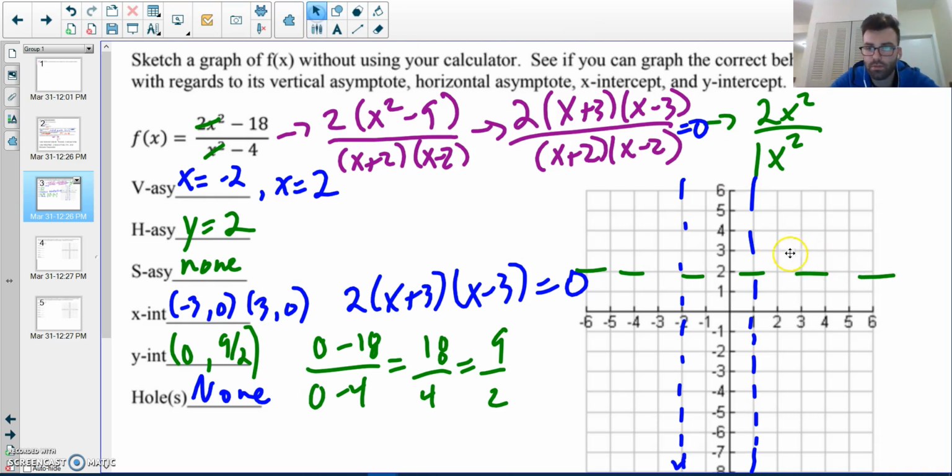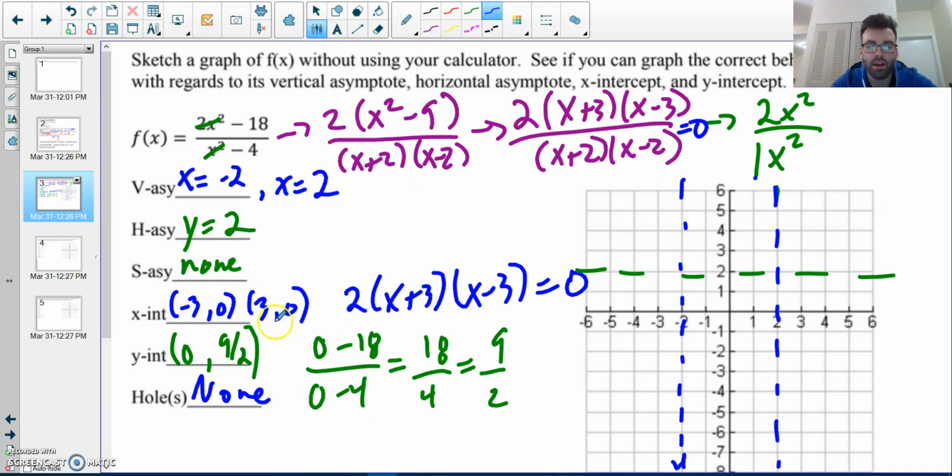Okay. Hold on. Apologize for that. X-intercepts, I have negative 3 and positive 3. Y-intercept 0, 9 over 2, which is 4.5.